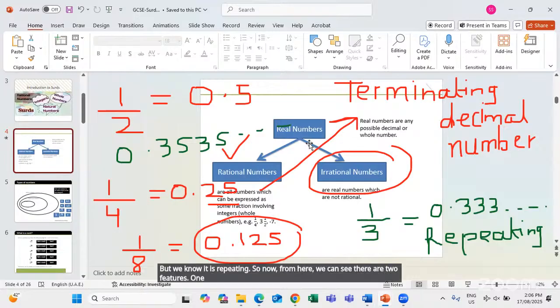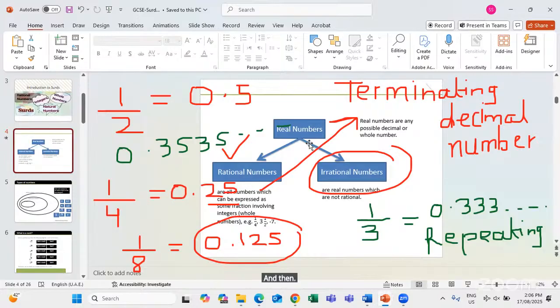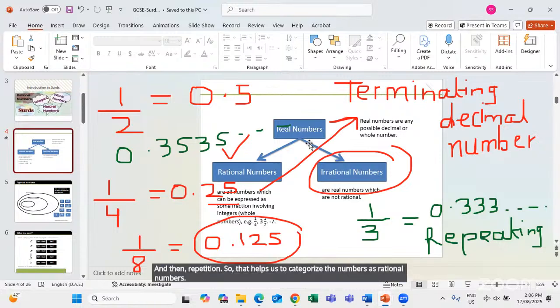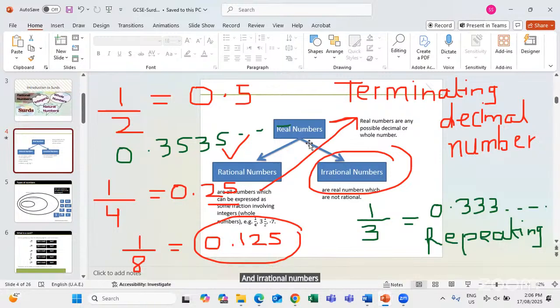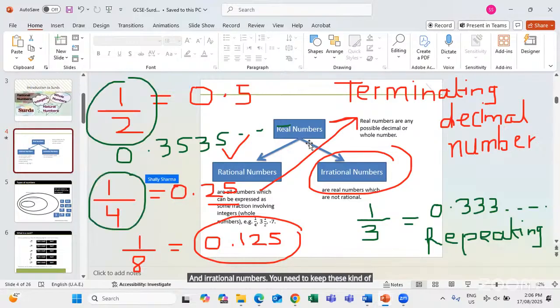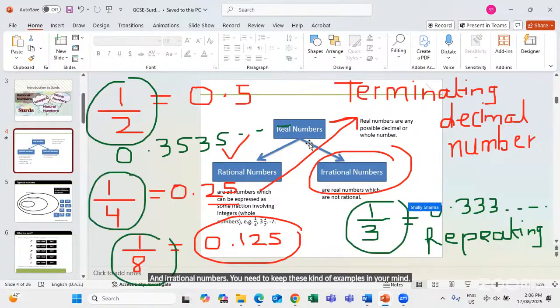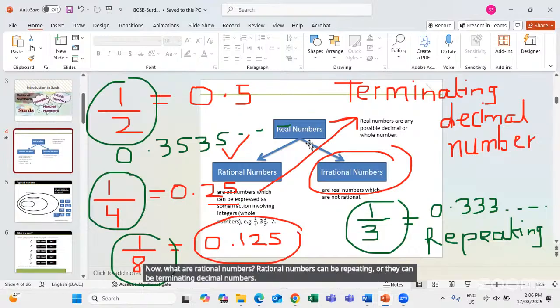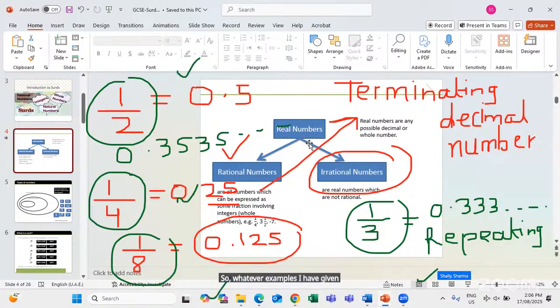One is termination of the decimal part, and then repetition. So that helps us to categorize the numbers as rational numbers and irrational numbers. You need to keep these kind of examples in your mind. Now, what are rational numbers? Rational numbers can be repeating or they can be terminating decimal numbers. So whatever examples I have given here, these all are the rational numbers.